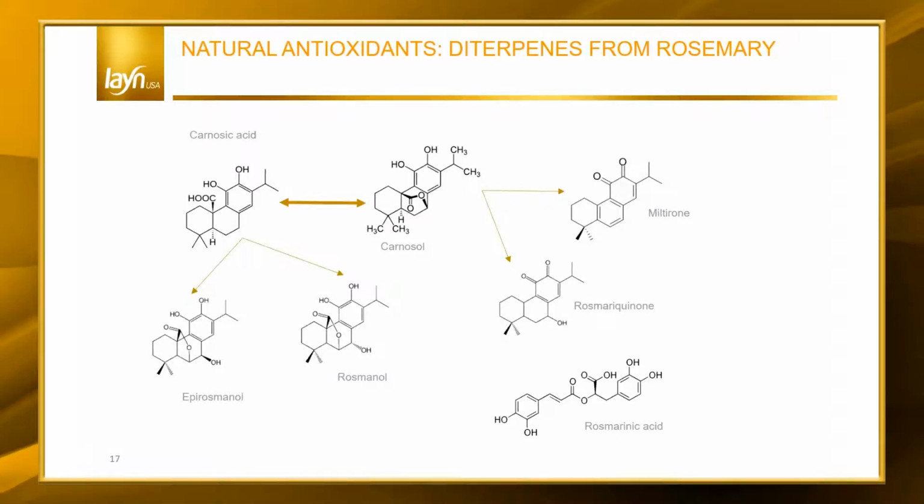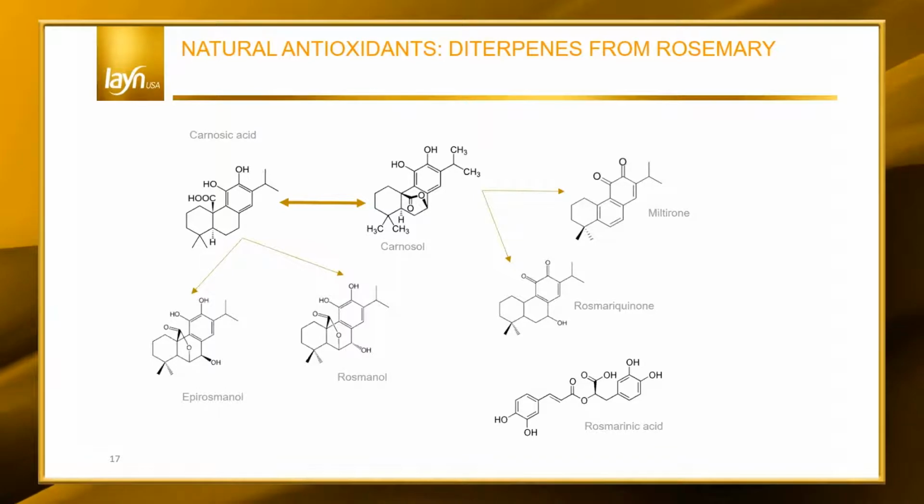For instance, carnosol recharges carnosic acid. It donates hydrogens back to recover carnosic acid activity. When there are no more hydrogens left, carnosol turns itself into miltirone and rosmarinic. Both of those substances are also antioxidants. When carnosic acid cannot be recharged anymore, it can be divided into epirosmanol and rosmanol, two antioxidant substances as well.